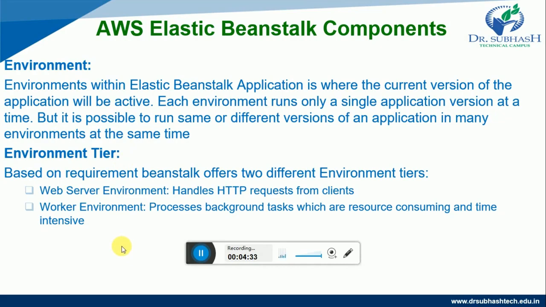The next component is environment tier. Based on the requirement, Beanstalk offers two different environment tiers. The first one is the web server environment and the other one is the worker environment. The web server environment handles HTTP requests from the clients. The worker environment processes background tasks which are resource consuming and time intensive.